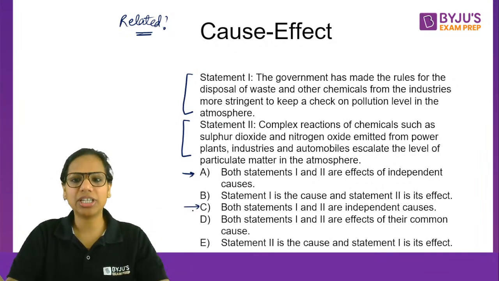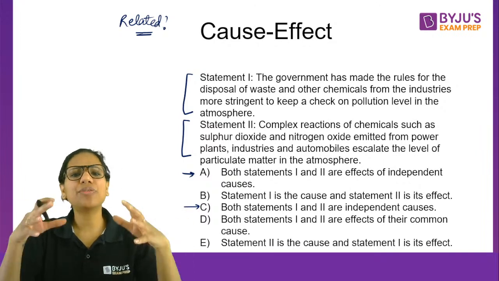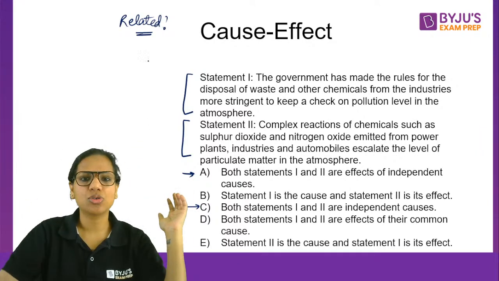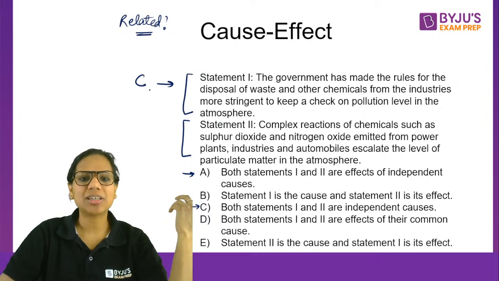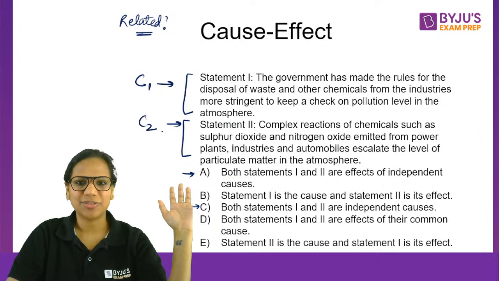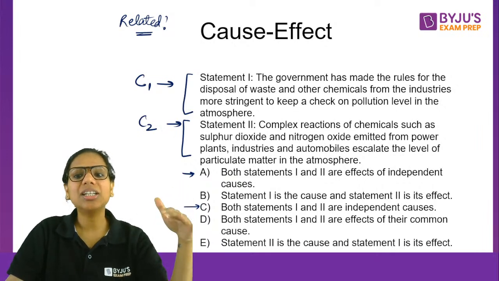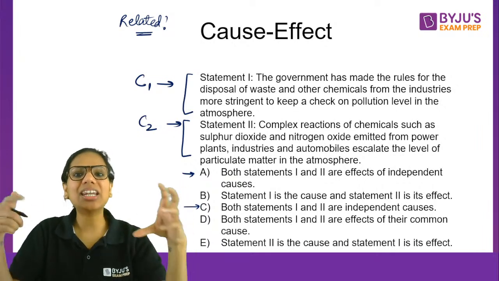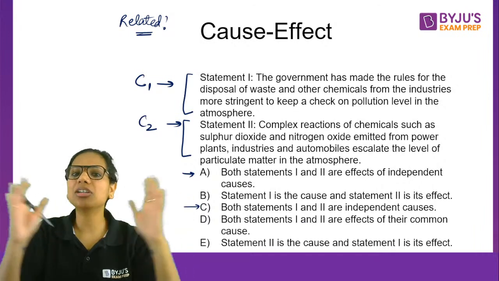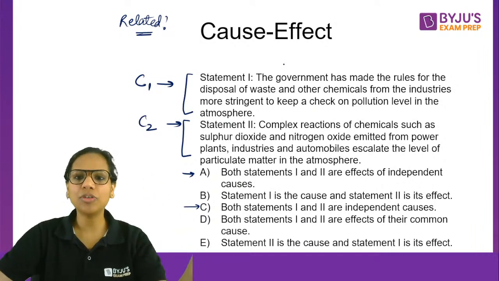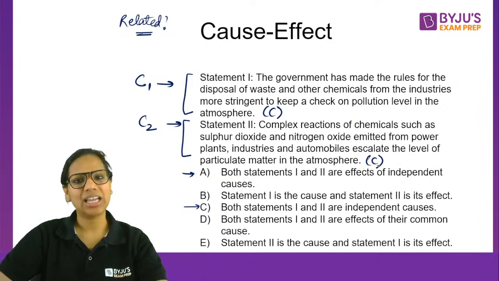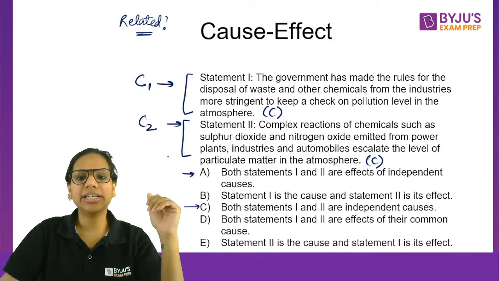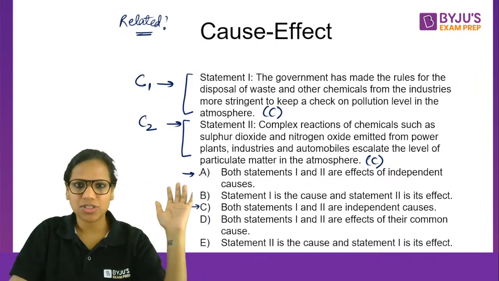In case they are not related, you would say they are effects of some independent causes. So one has been caused by something else and two has been caused by something else altogether. Or they are independent causes, which means their nature is that of a cause, but they are not related to each other. So both of them are causes, but not related to each other. In case they are not related, these are going to be your answers.